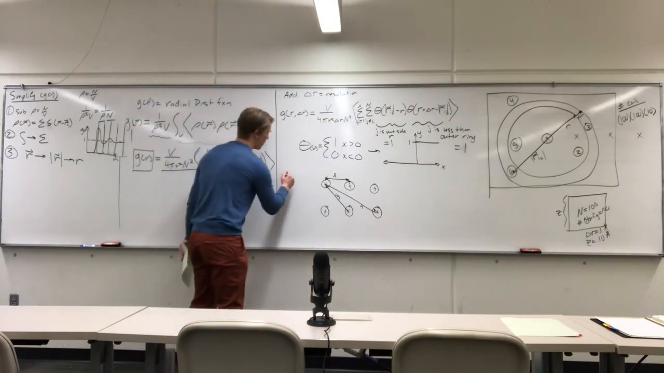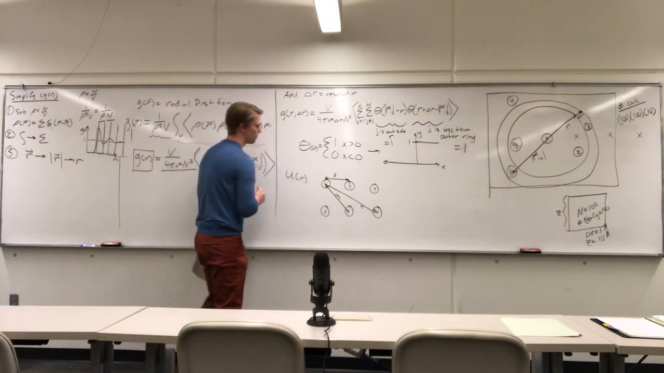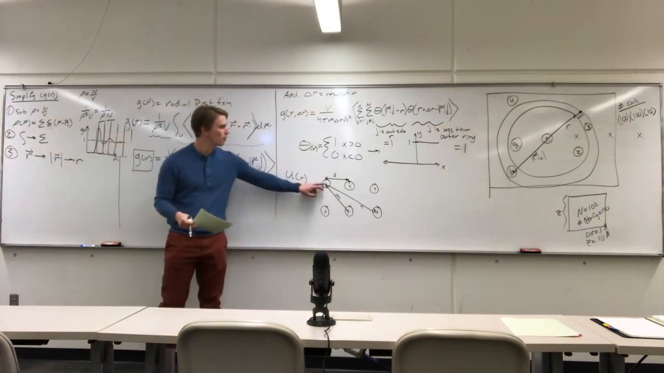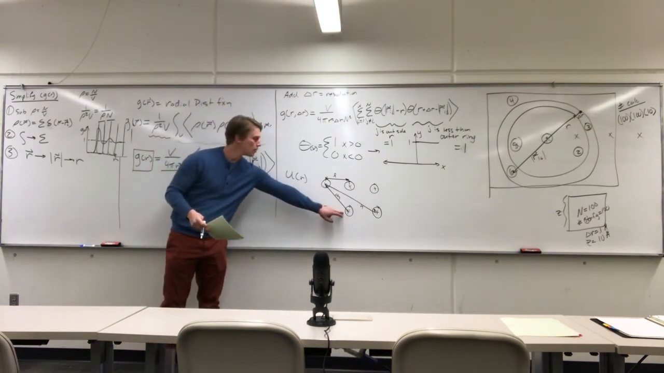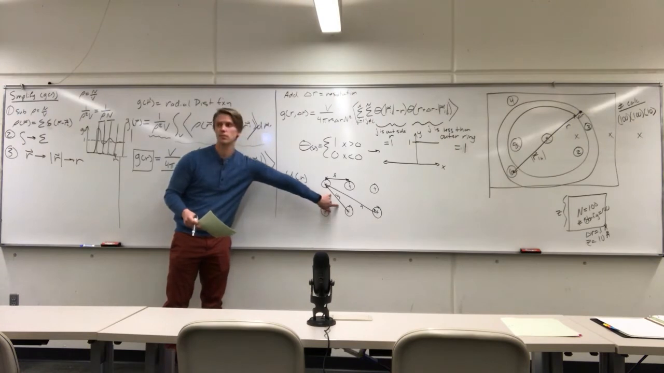Because if I have a pairwise potential, I just need to know the number of particles, the number of neighbors separated by what distance.